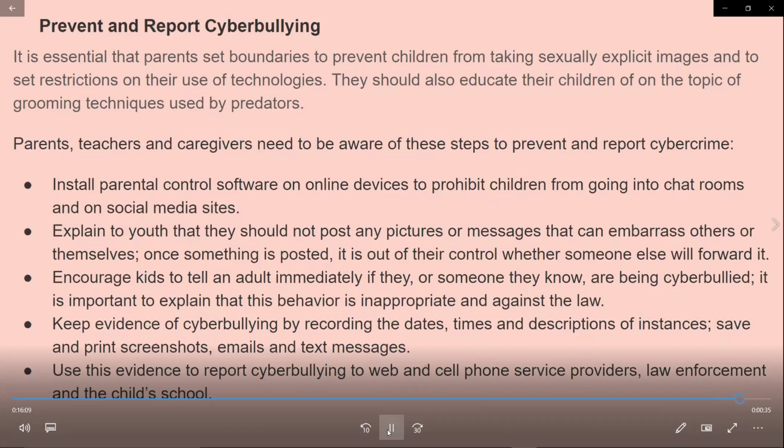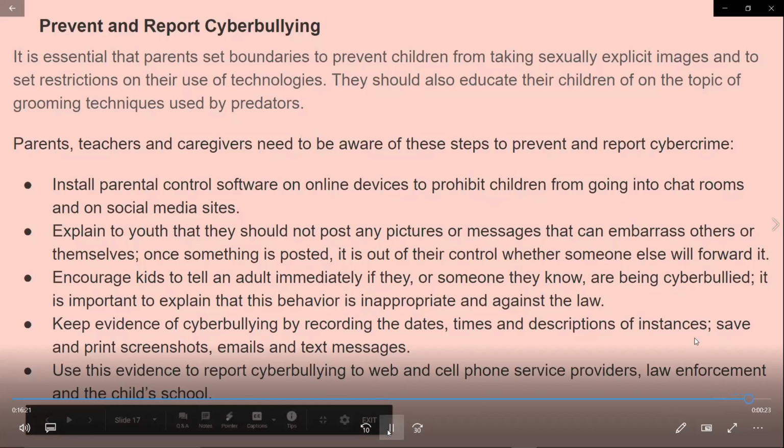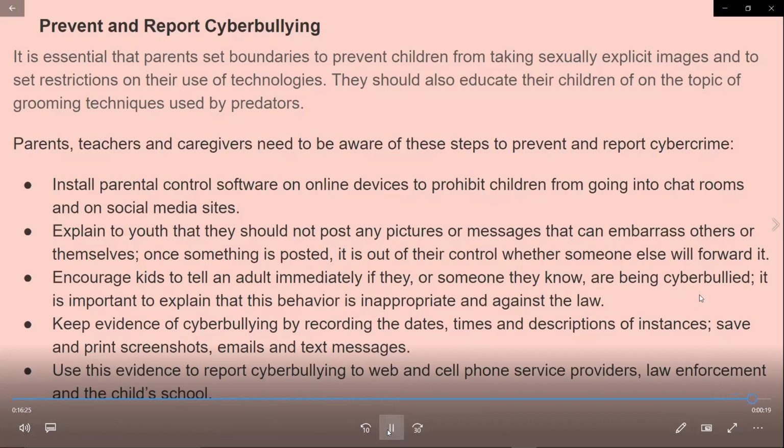They can do this by recording the dates, times, descriptions of the incidences, and save and print screenshots, emails, and text messages. And finally, use this advice to report cyberbullying to web and cell phone service plans, law enforcement, and children's schools.